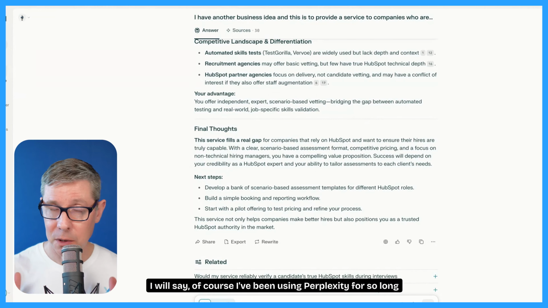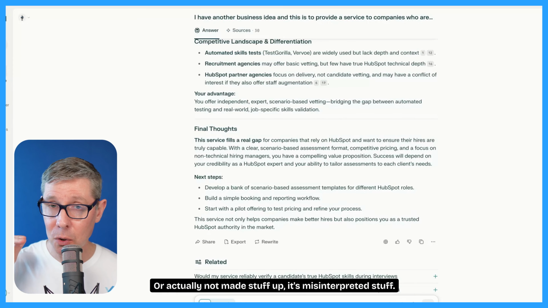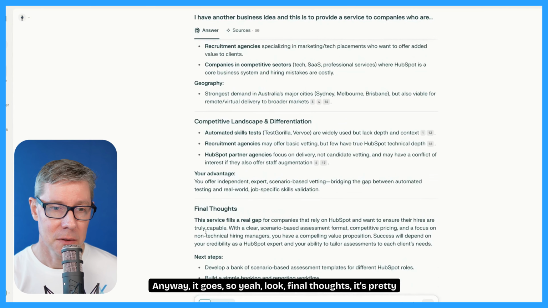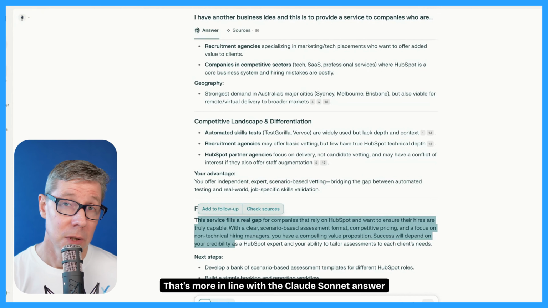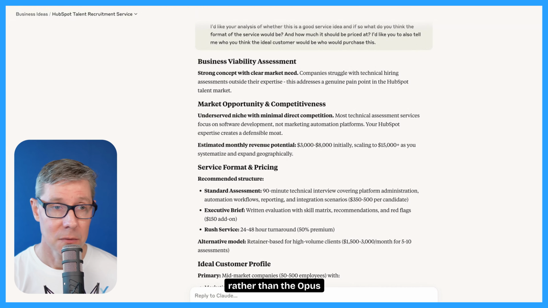I will say, because I've been using Perplexity for so long and so many queries, I can tell when it's made stuff up, or actually not made stuff up, it's misinterpreted stuff. So you do have to be aware of that with Perplexity. Anyway, final thoughts: it's pretty good. So Perplexity, yeah, it's good. That's more in line with the Claude Sonnet answer rather than the Opus.